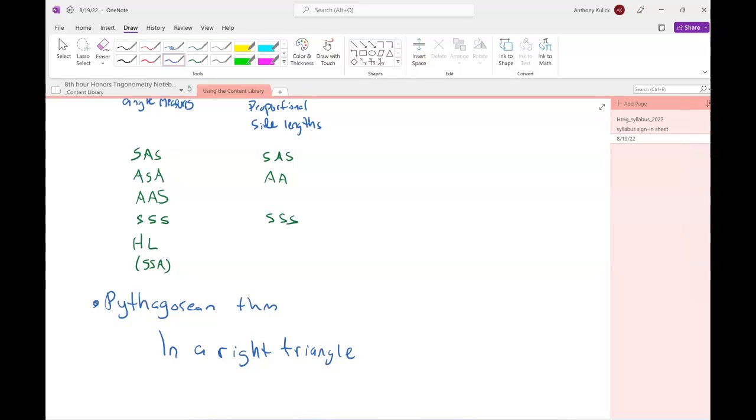So we'd say in a right triangle, the sum of the legs squared is equal to the hypotenuse squared.